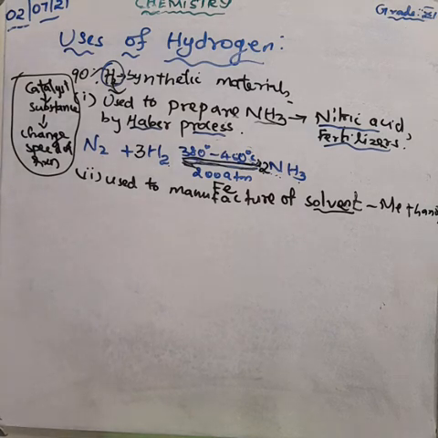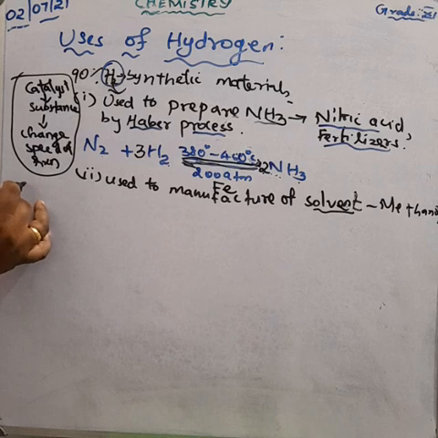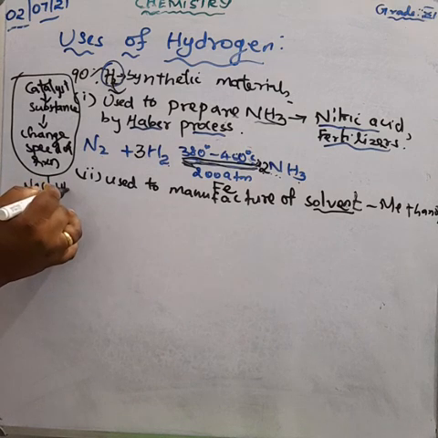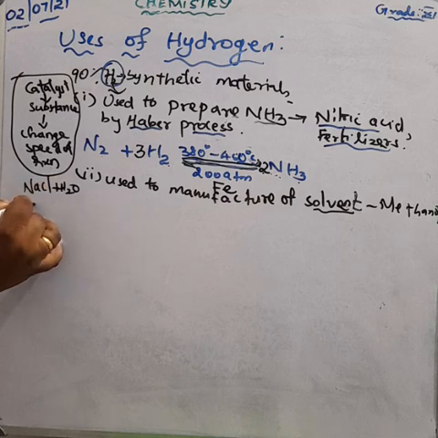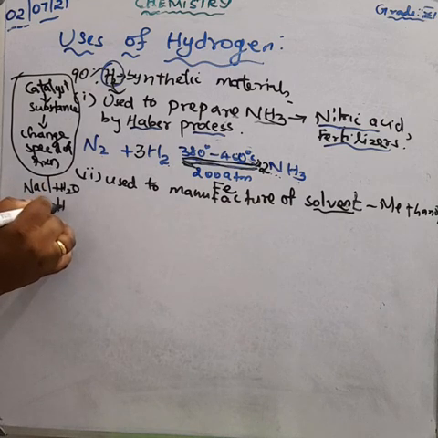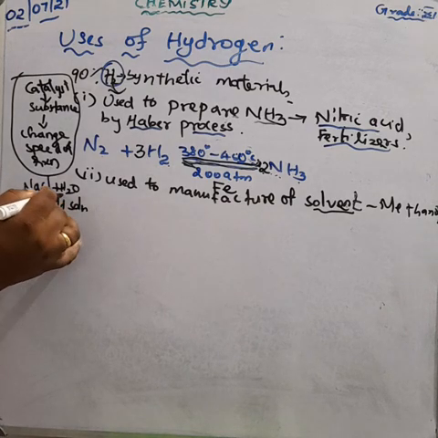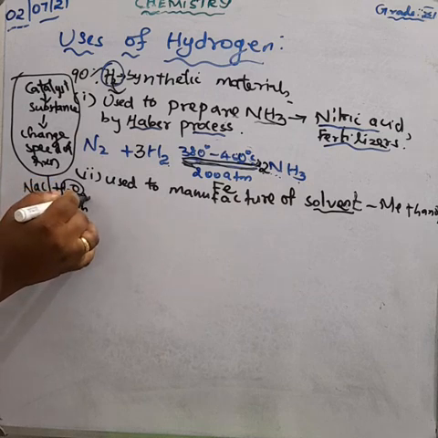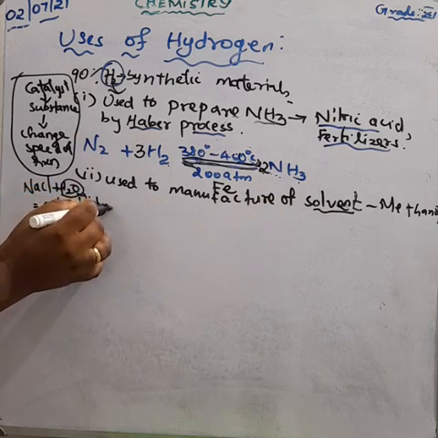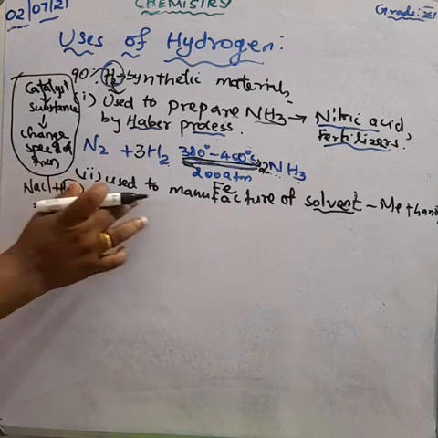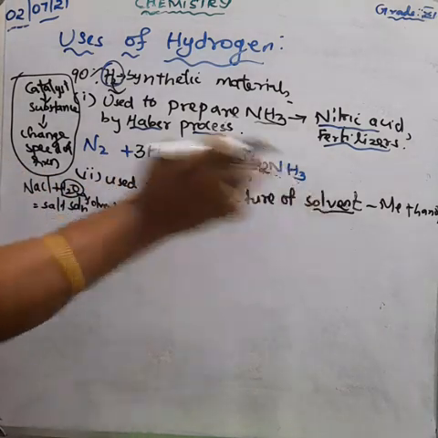For example, water is one example of a solvent. Take sodium chloride: when sodium chloride is dissolved in water, we get a salty solution. Here, sodium chloride salt is the solute, and water is the solvent. A solvent is a substance used to dissolve the solute particles. So here, hydrogen is used to manufacture the solvent.